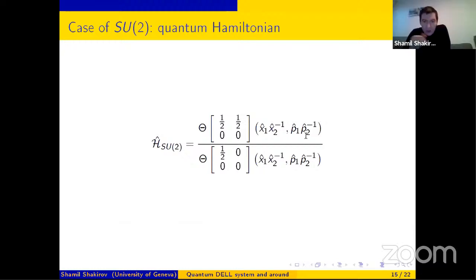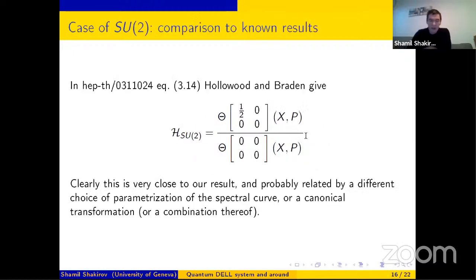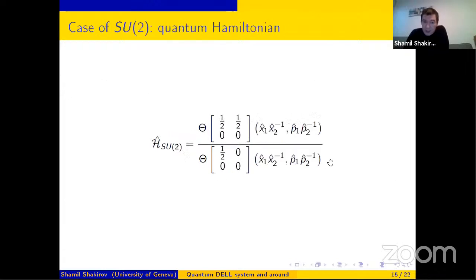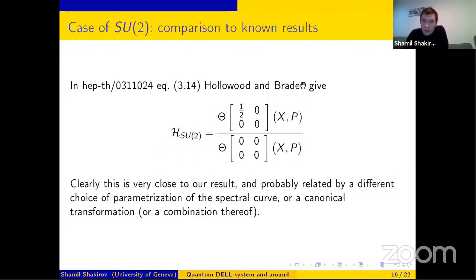So this is a global formula. This is nice, and this is also a formula that allows us to compare to the known pieces of knowledge about the DELL system. Most importantly, in this paper, Holwood and Braden give an explicit formula for the Hamiltonian of the DELL system with a single degree of freedom. And it's striking how similar these formulas are. So our formula looks like a literal, naive quantization of Holwood and Braden's Hamiltonian.